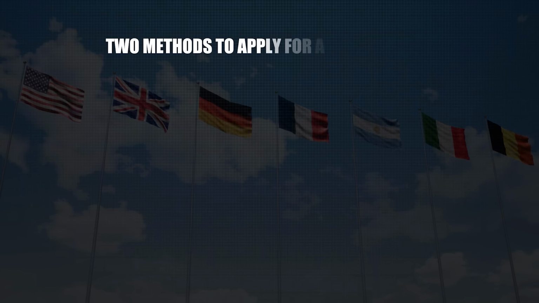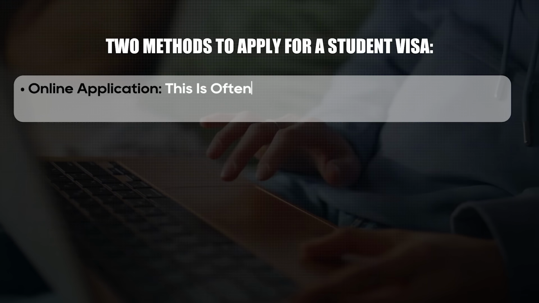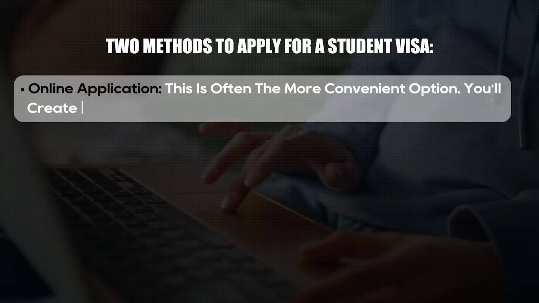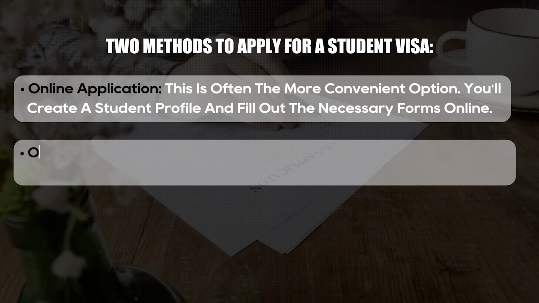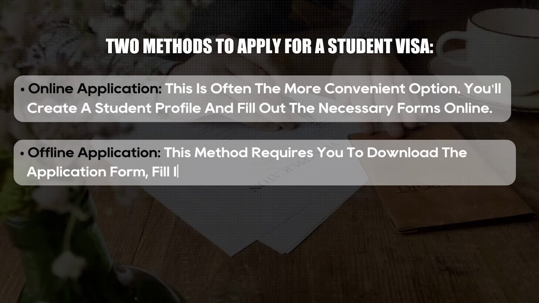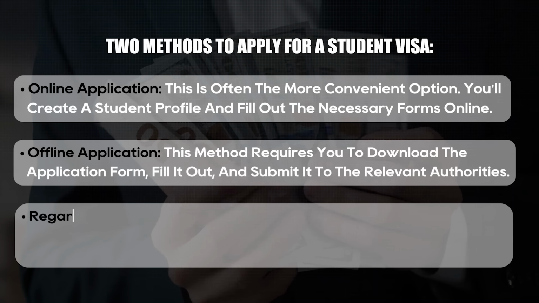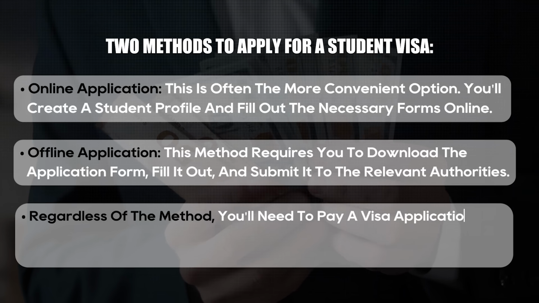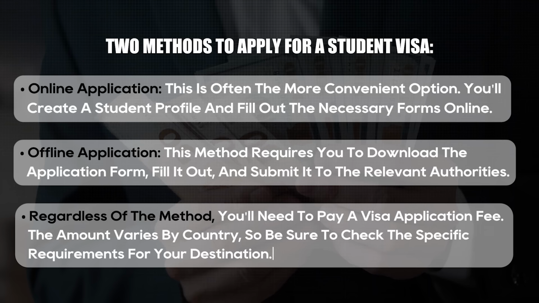Most countries offer two methods for applying for student visas. Online application, this is often the more convenient option. You create a student profile and fill out the necessary forms online. Or offline application, this method requires you to download the application form, fill it out and submit it to the relevant authorities. But regardless of the method, you'll need to pay a visa application fee. The amount varies by country, so be sure to check the specific requirements for your destination.